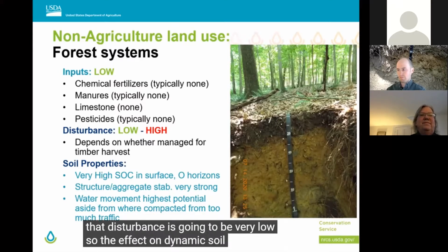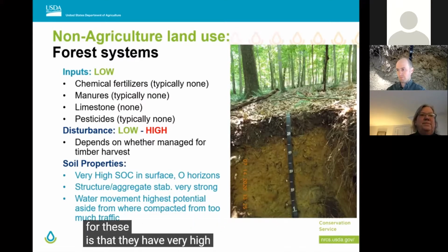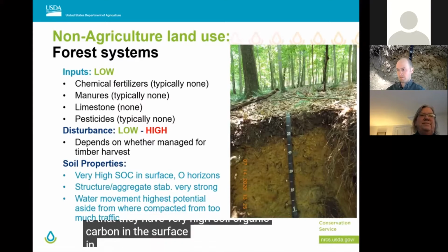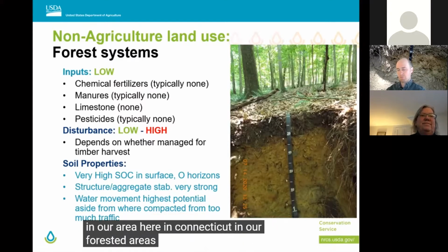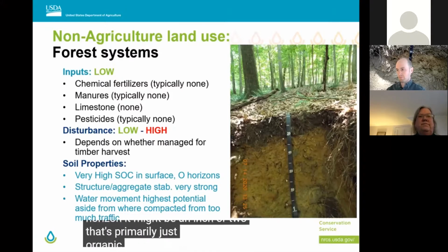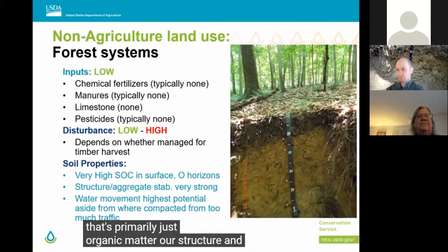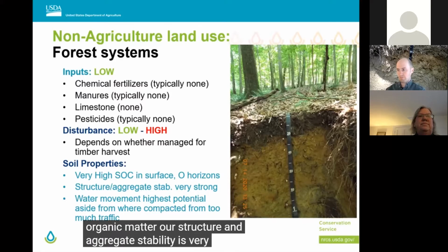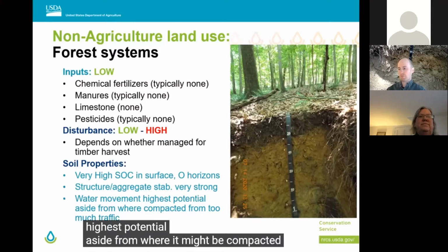So the effect on dynamic soil properties for these is that they have very high soil organic carbon in the surface. In our area here in Connecticut, in our forested areas, we generally see the development of O horizons. So we actually have a thin horizon, it might be an inch or two, that's primarily just organic matter. Our structure and aggregate stability is very, very high, very strong, and that's a function of that high level of organic matter. And water movement has realized its highest potential, aside from where it might be compacted.